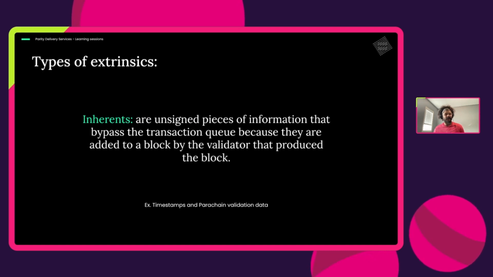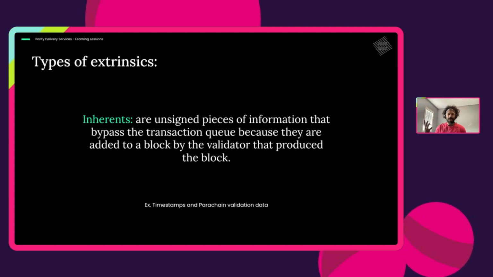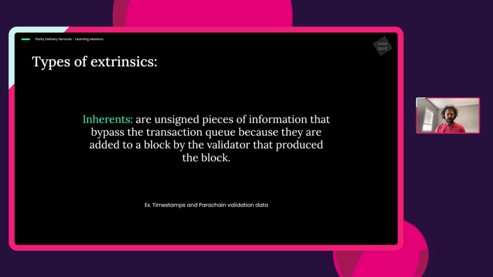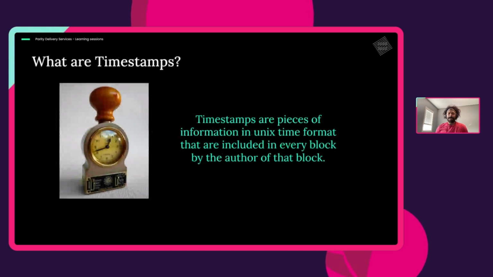There's also another inherent called parachain validation data, and this is also included by the validator producing the block, and it passes the information from parachains to the relay chain so that they can receive the benefit of the shared security model. So we need to validate the data coming from parachains, and this is passed through inherents. But today, we're talking about timestamps. So let's take a deeper dive into what timestamps are.